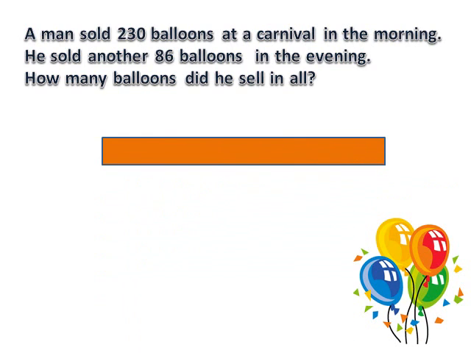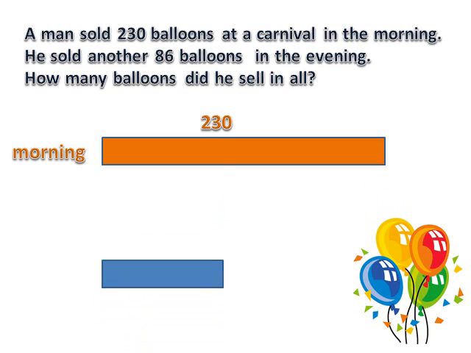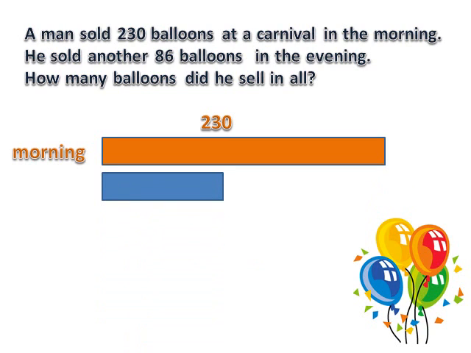Okay, so let this yellow box be the number of balloons sold in the morning, and how many are those? We have 230. Okay. And then let this blue box represent the balloons he sold during the evening, which is 86. Then the question is, how many balloons did he sell in all?